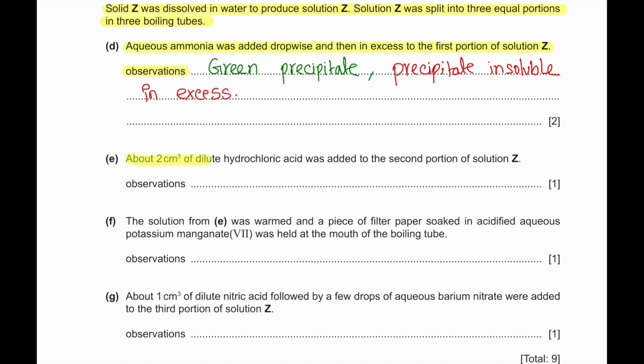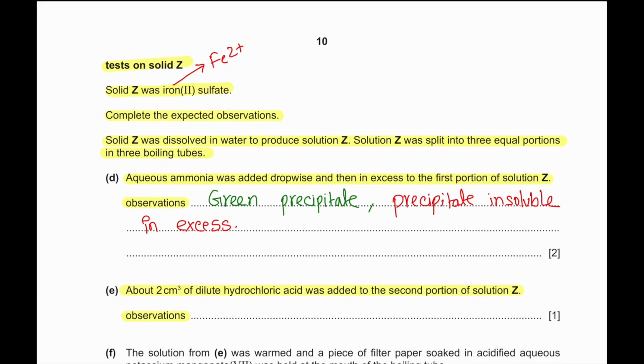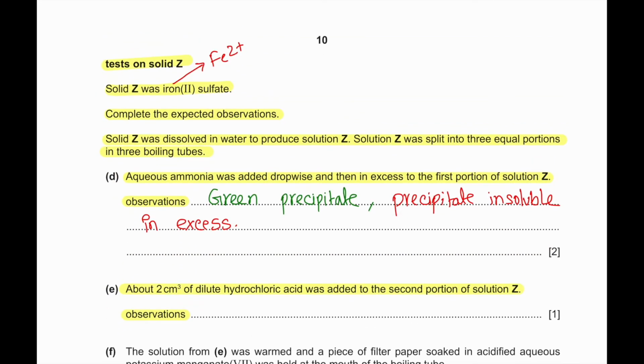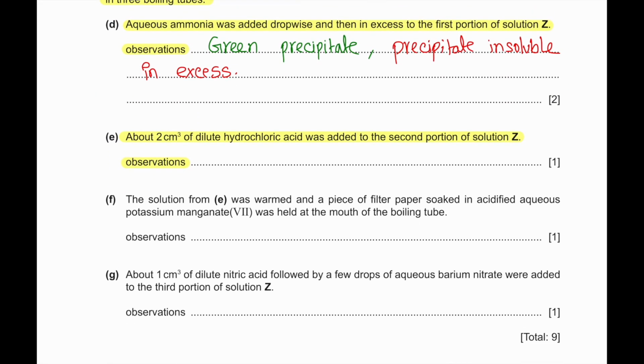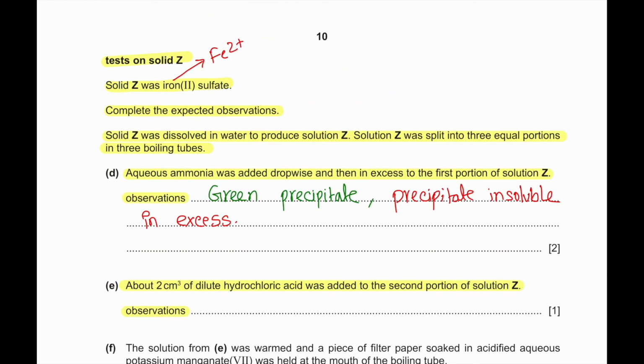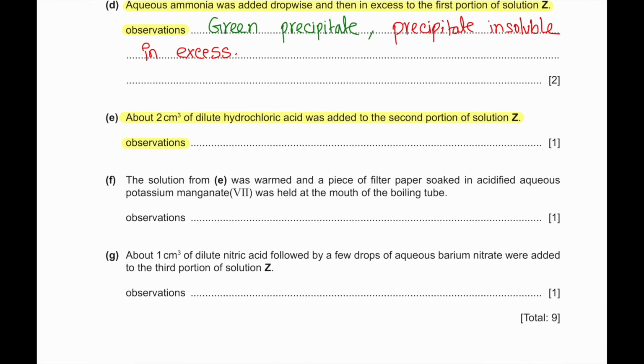Part E. About 2 cm cube of dilute hydrochloric acid was added to the second portion of solution Z. Observation. Adding acid to iron 2 sulfate would not give any change because it's a neutral salt, and the acid would not react with that particular salt, so no change.